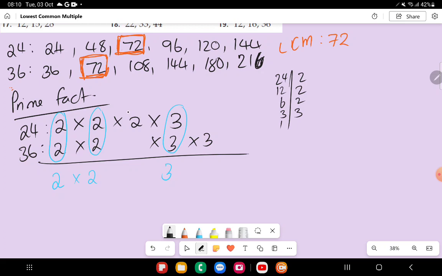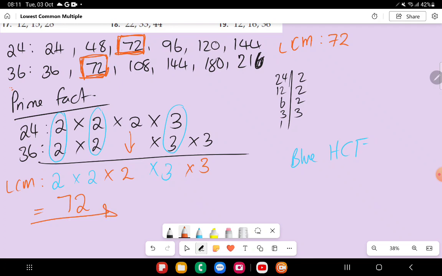But what about the other numbers? What I've done right now, 2 times 2 times 3, is the highest common factor. So the blue is showing me the highest common factor, but I'm looking for the lowest common multiple. So the lowest common multiple means I bring these down as well. And I bring everything down. To get the lowest common multiple, everything comes down, and that gives me a total of 72. You can check on your calculator.